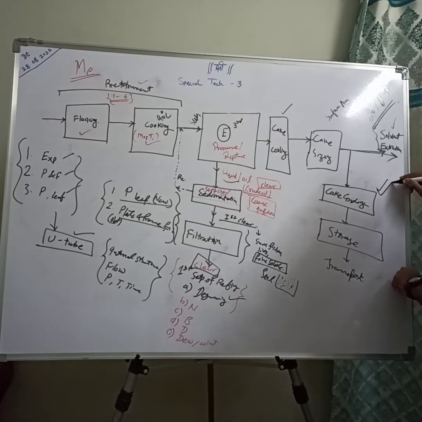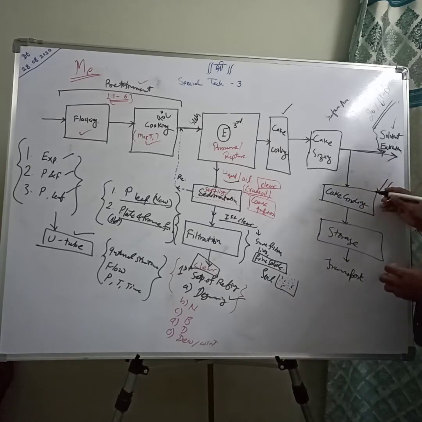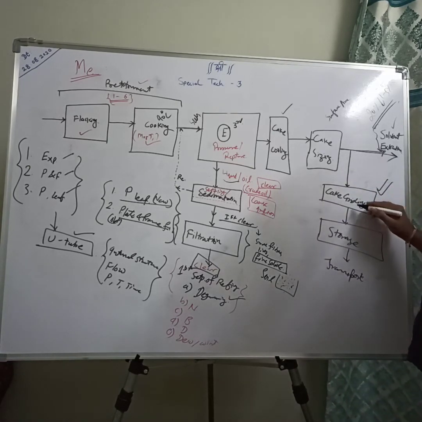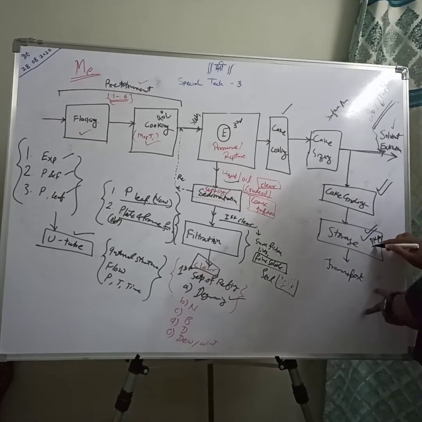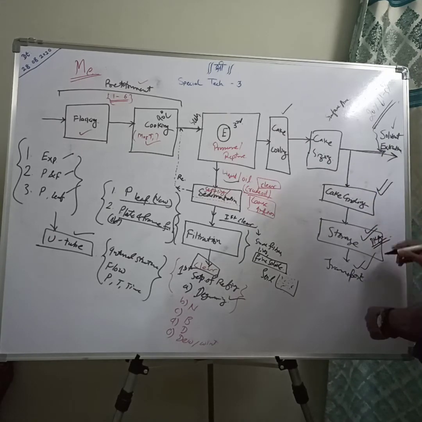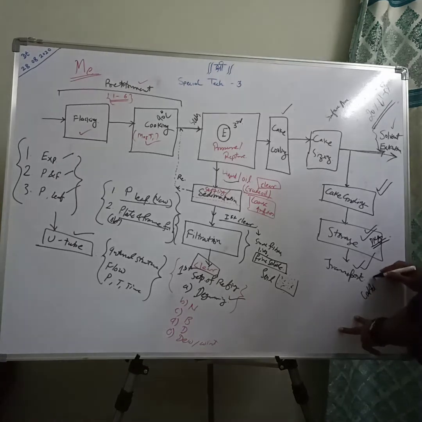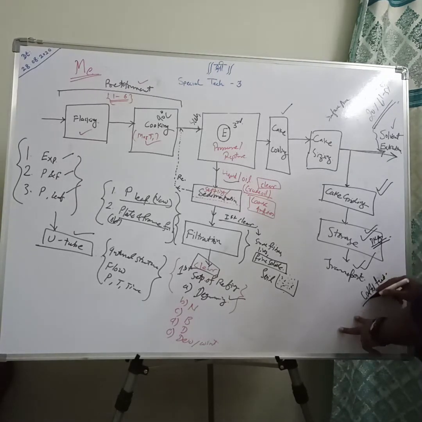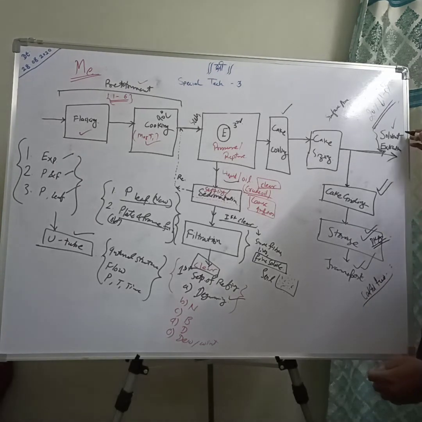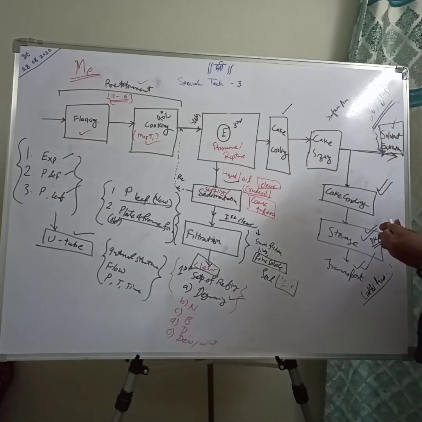grinding. Grinding is carried out with the help of machines in different sizes and shapes, and then finally it goes for storage. In storage, the packaging operation is carried out, and finally it is transported. That cake is mostly for cattle feed. Mostly it is sent for cattle feed, and these solvent extractions I will cover in the next video.